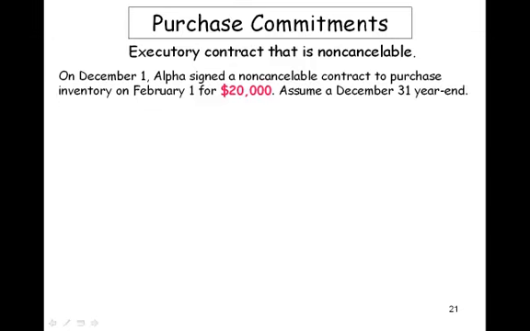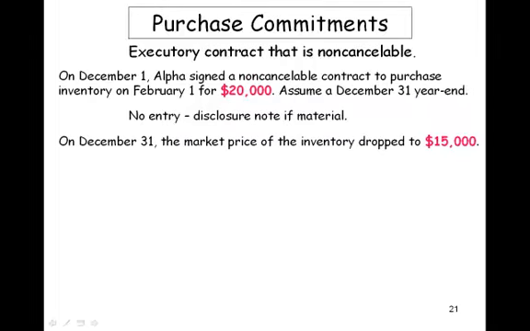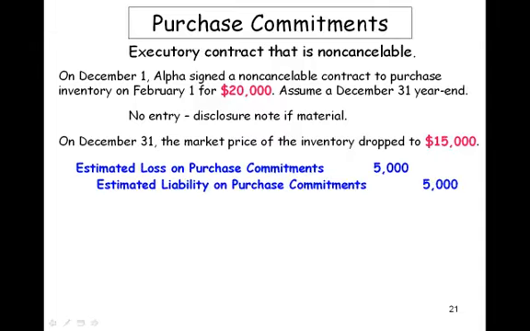Let's look at the following facts. The purchase commitment is for a $20,000 purchase of inventory to be made on February 1st of next year. On December 1st of the current year, no journal entry is recorded because this is an executory contract. Let's assume that on December 31st of the current year, the market price of the inventory dropped to $15,000. Even though Alpha does not yet own the inventory, a liability and loss must be recorded for the $5,000 decline in value because the contract cannot be canceled.